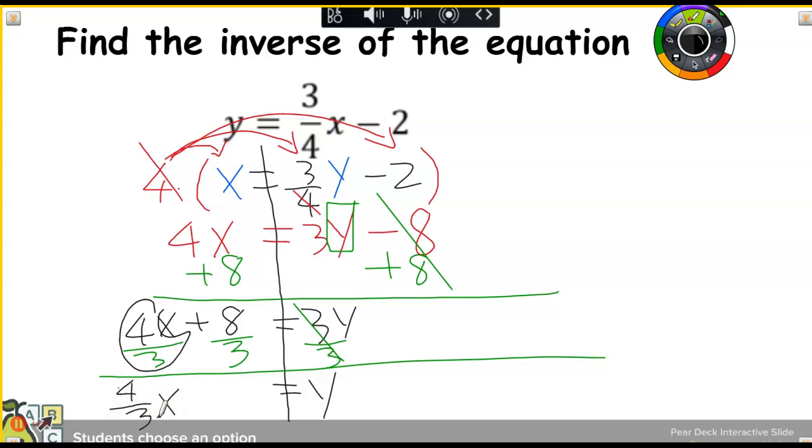And then x plus 8 over 3. You can no longer simplify it. And that's it. Your inverse equation. Okay, so here the special thing is get rid of the fraction by multiplying your entire equation by the denominator. So you cancel it out. And then keep singling out your y.